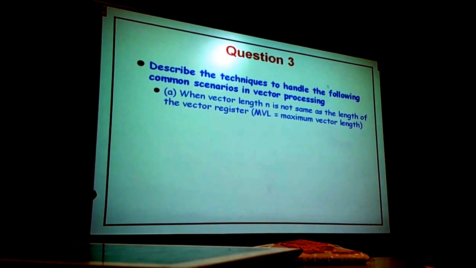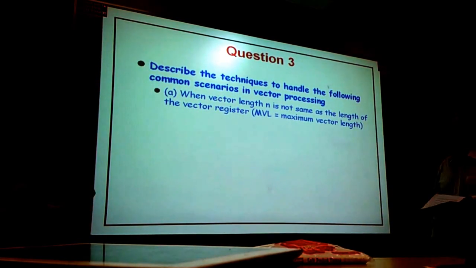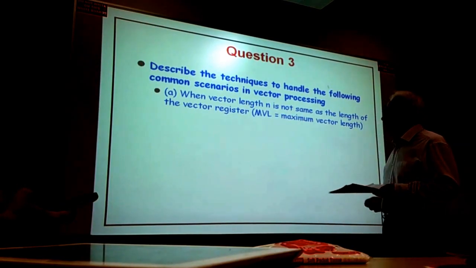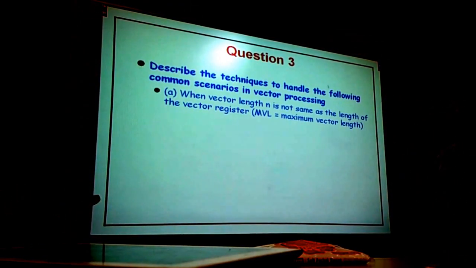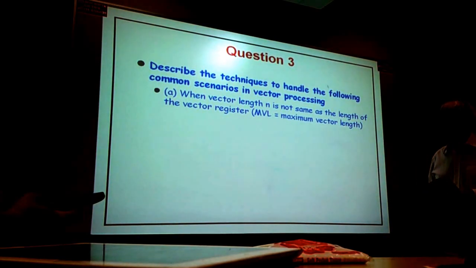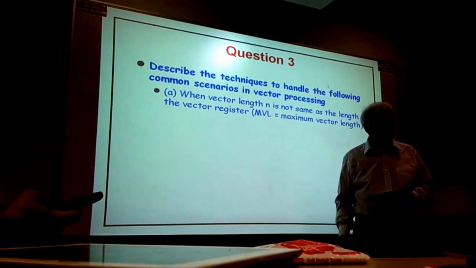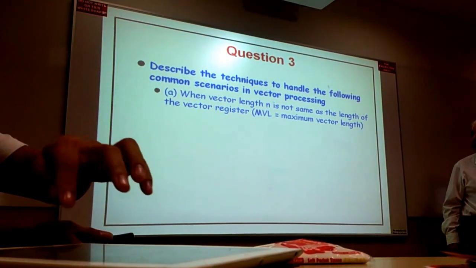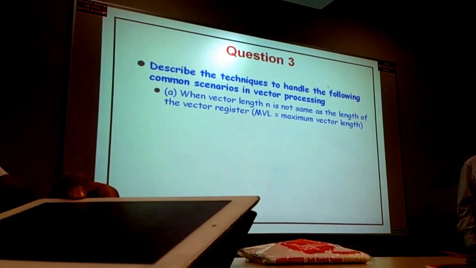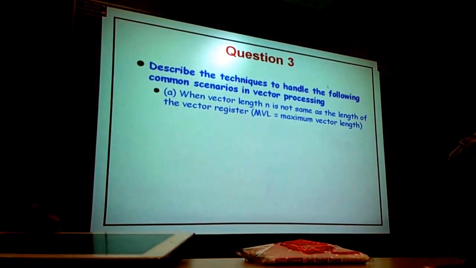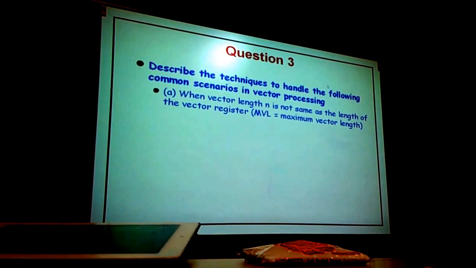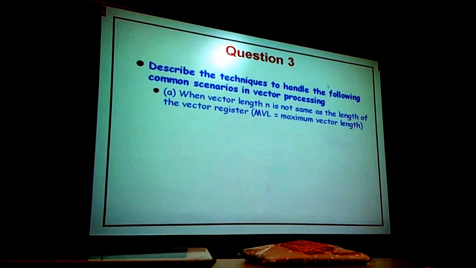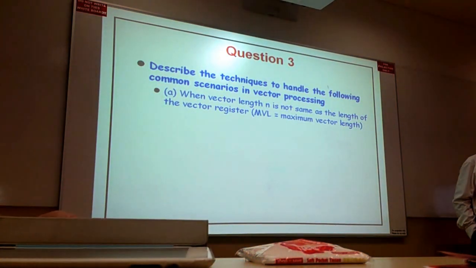So the first question asks us, what do we do when the vector length is not the same as the length of the vector register? In particular, we may have a vector that we want to process which is larger than the maximum vector length. So what can we do if the length of the vector we want to process is larger than the length of the vector register?